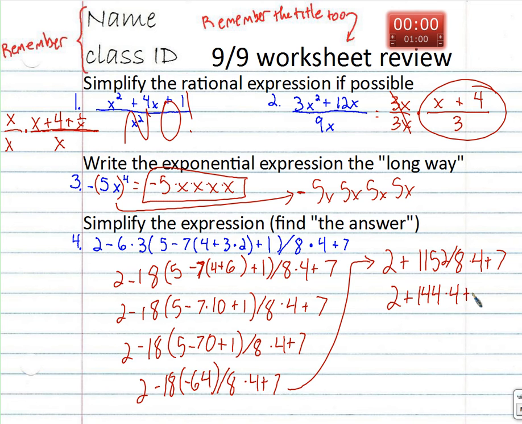144 times 4. Multiplication, right? 576. And now we're just going to add. That's a doozy. 583? 585? Am I right? Am I wrong? No, I'm right, okay.